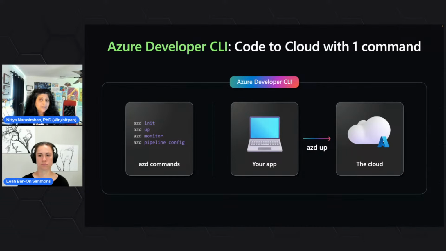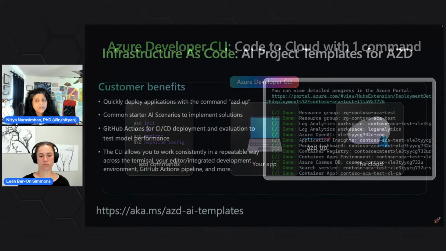With AZD, you go to your repository, log in and authenticate with your backend, and just do a single AZD up command, which automatically reads the templates that are available, converts them or provisions the resources required, and deploys your application for you. How does that work?